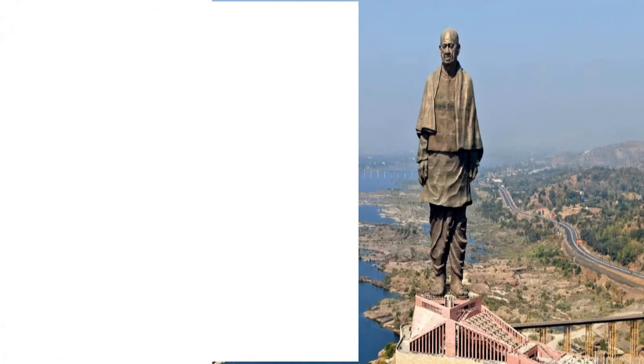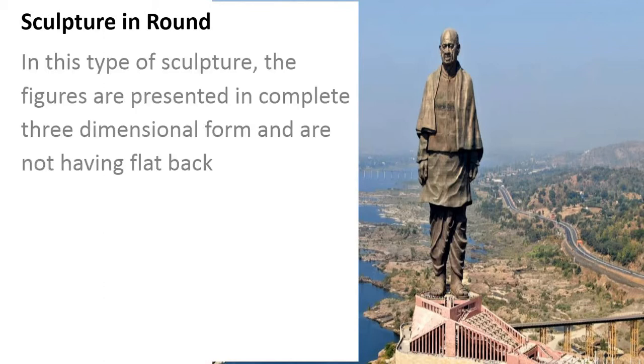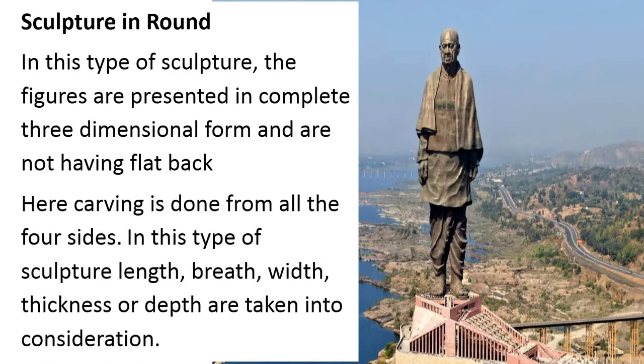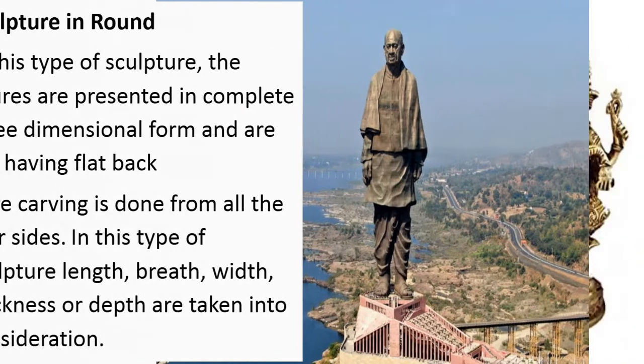Now we come to sculpture in round. The Statue of Unity, the Sardar Patel statue, is an example of sculpture in round. It is carved out from all the sides. From any side you can see this sculpture. In this type of sculpture, the figures are presented in complete three-dimensional form and do not have a flat back. Here, carving is done from all four sides. In this type of sculpture, length, breadth or width, and thickness or depth are taken into consideration.